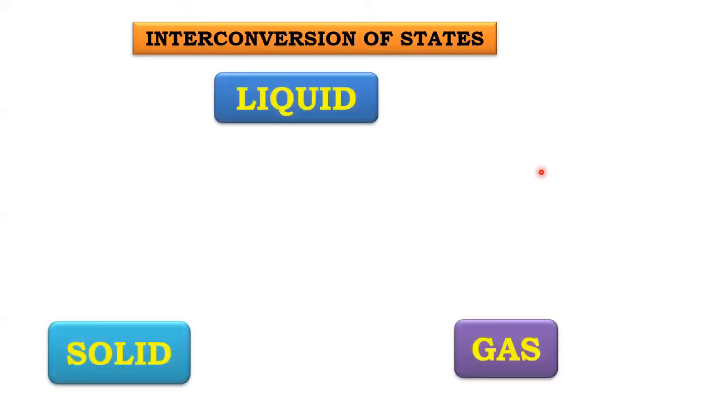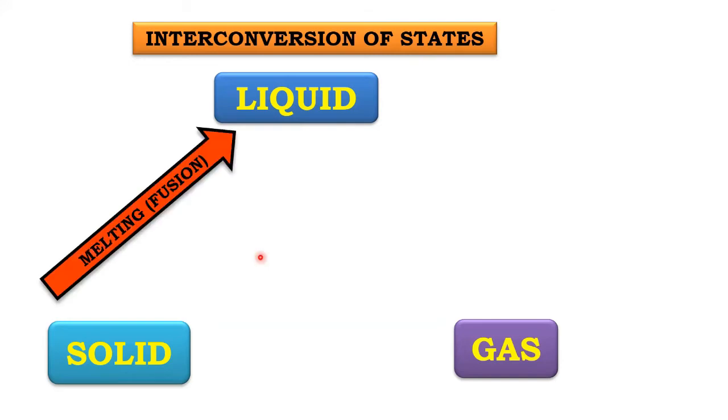So we have these three states of matter: solid, liquid, and gases. Let's learn about interconversion of states of matter. Solids can be converted into liquids, and the process in common language is called melting. It is also termed as fusion in our scientific or chemistry language.